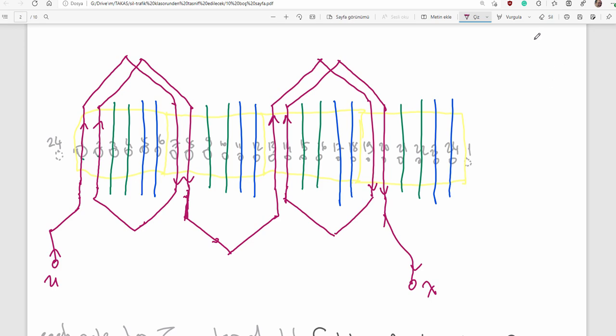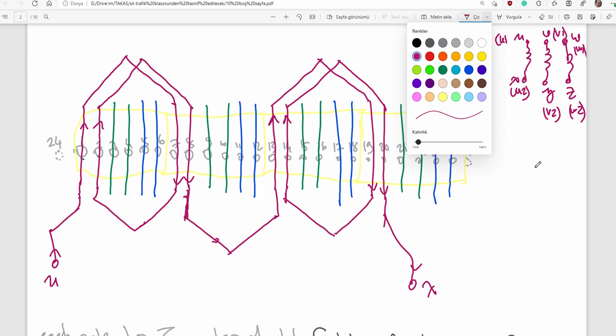You remember, in the old terminology, UX, VY, and WZ. That is the old terminology, or the newer one, U1, U2, V1, V2, W1, and W2. That is the new terminology. What I've shown here is the older one.